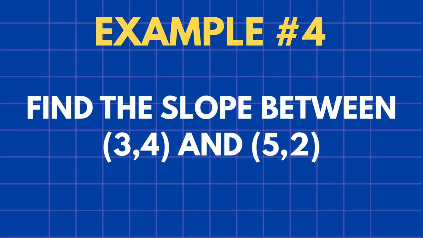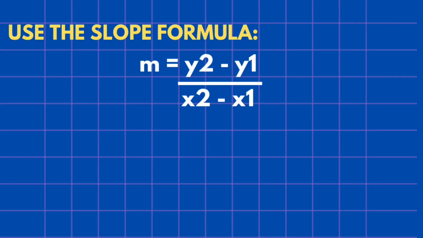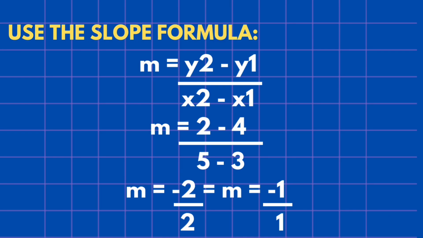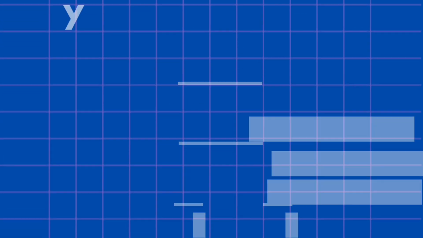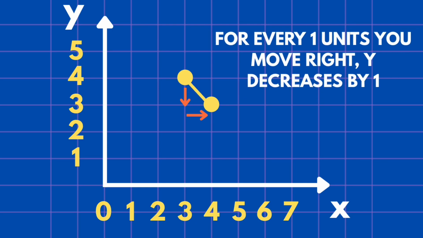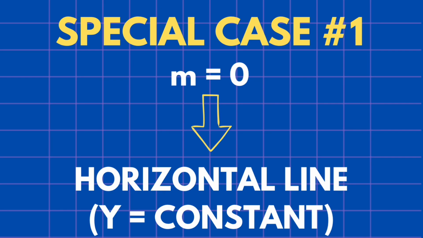Find the slope between the points (3, 4) and (5, 2). First, let's substitute our x and y coordinates into our formula. We get m equals (2 minus 4) over (5 minus 3). This means that we have a slope of minus 1. When we plot our points on the graph, we can see that for every 1 unit our line moves right, y decreases by 1. Let's take a look at some special cases.